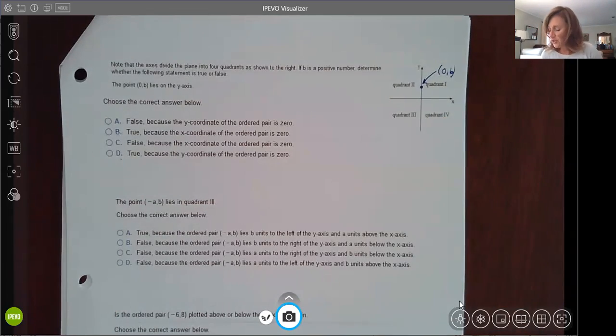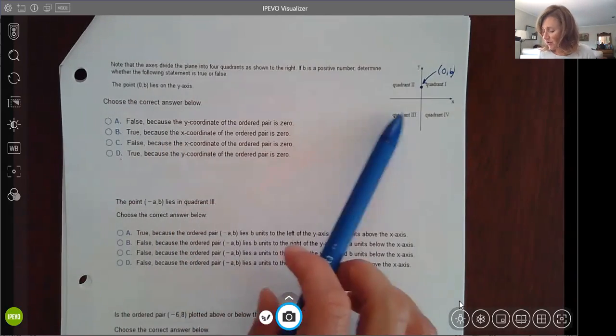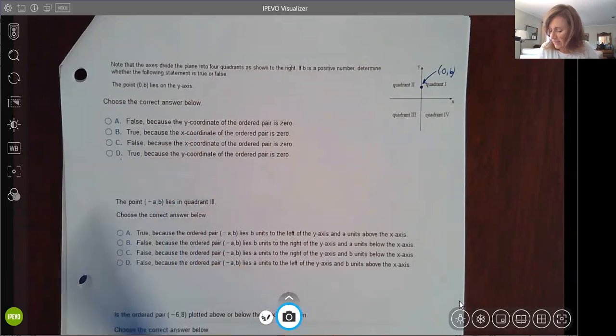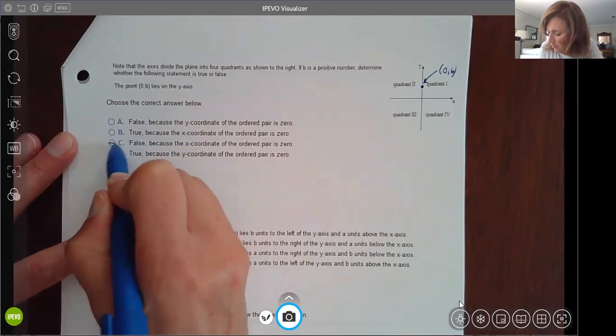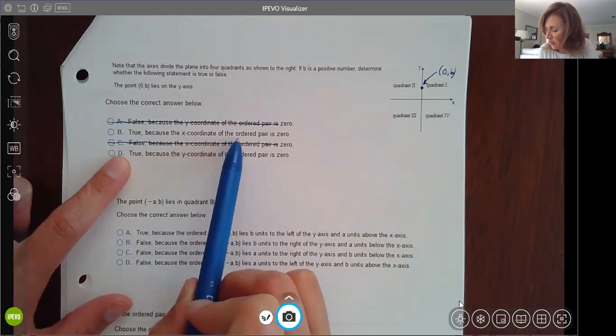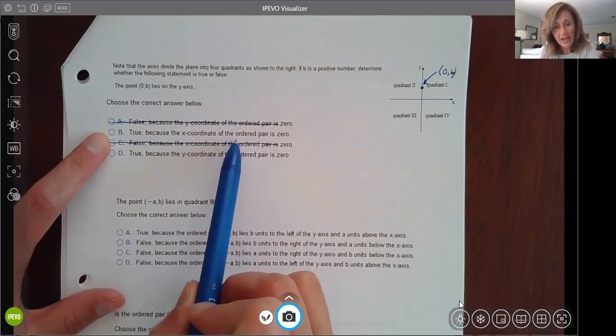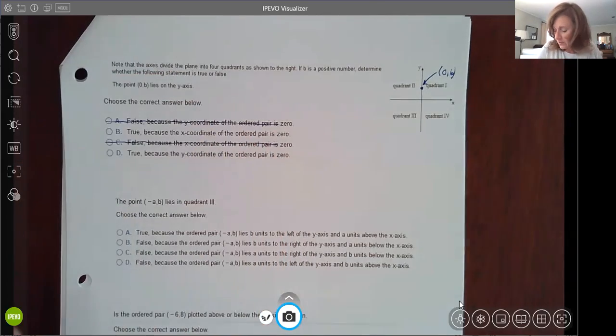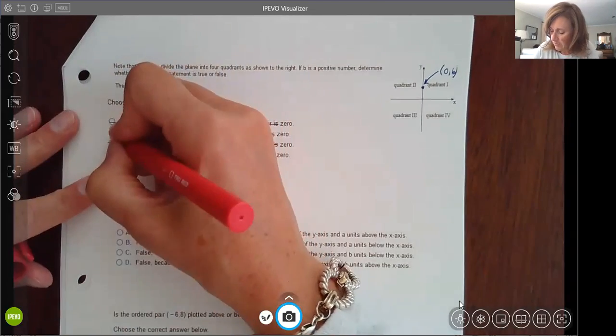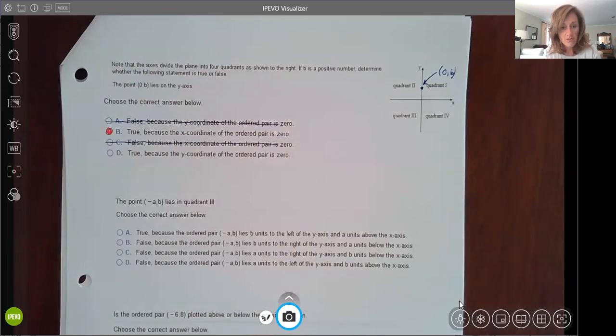All right, so choose the correct answer below. So this is definitely true, right? It's going to line the y-axis, so we can get rid of this one. We can get rid of that one. It's not false, it's true, so let's get rid of those. So it's true because the x-coordinate of the ordered pair is 0. Yeah, it's true. If the x-coordinate is 0, then you're only going up or down. So it's this one right here. Okay.